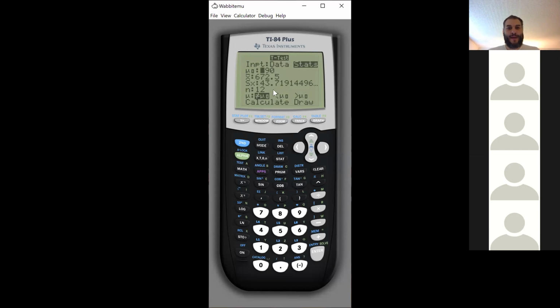All right. So mu will be 15.2. x bar will be 16.8. s is equal to 1.58. n is equal to 12. For this one, my alternate hypothesis should be greater than. And let's go ahead and calculate this. Well, before I hit calculate, any question on anything that I inputted for the t-test?